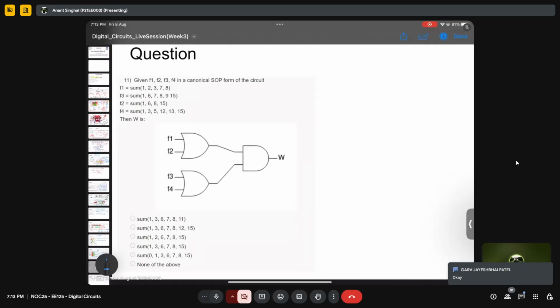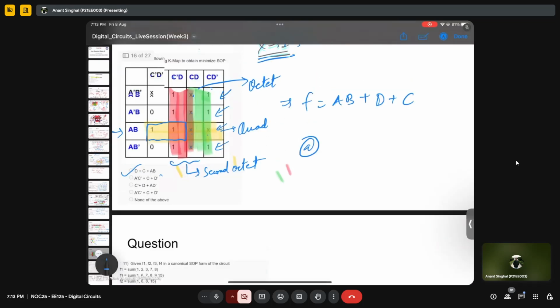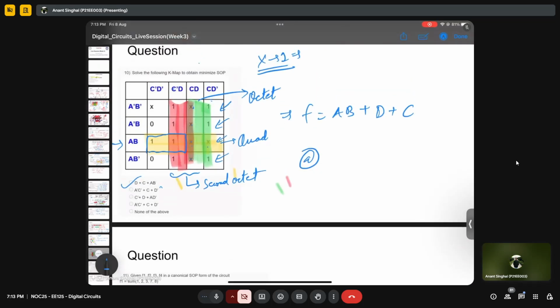Sir, should we want to take don't care terms also, sir? Should we what? Should we want to take don't care terms also, sir? Yes, yes. So using those don't care only you have minimized, right? So you have to count those don't care as 1. Without using don't care terms also we can do, no, sir? That will give you a bigger expression. You need to find the minimum, right? You need to minimize the expression. Without using the don't care, you will get a more bigger expression.